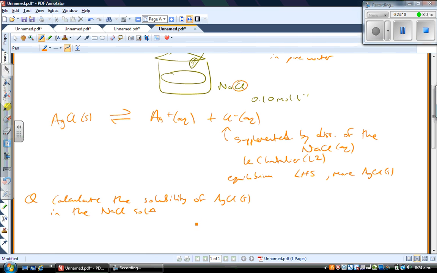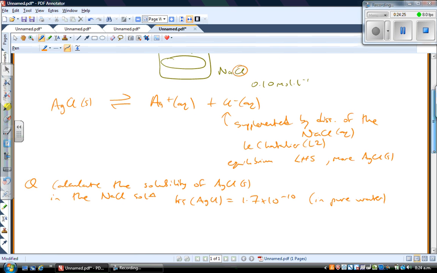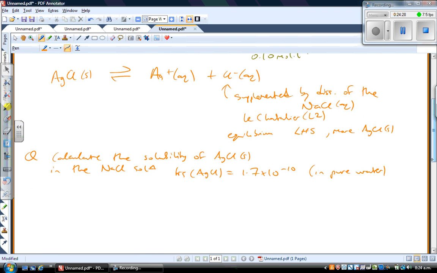Okay, to calculate the new solubility of AgCl in this solution, we know that Ks of AgCl is equal to 1.7 by 10 to the minus 10. Now this would be in pure water. So we can write a Ks expression as usual. Ks equals the concentration of Ag plus ions times the concentration of Cl minus ions.